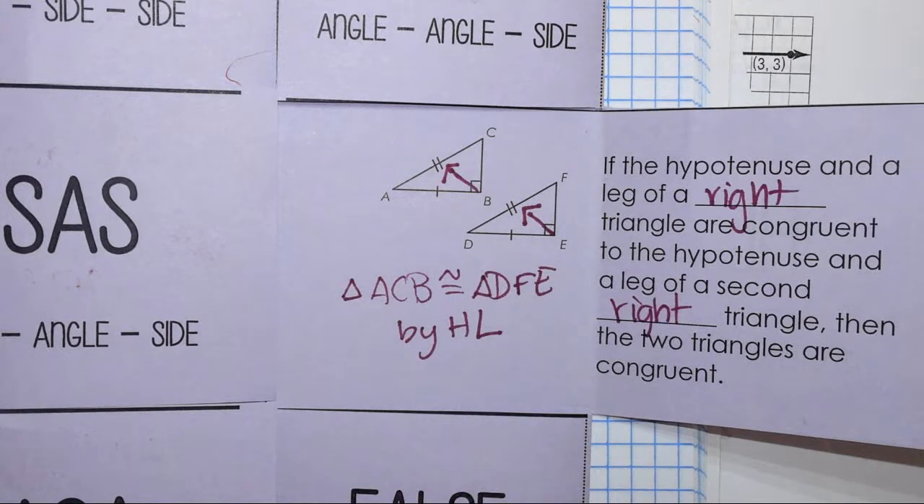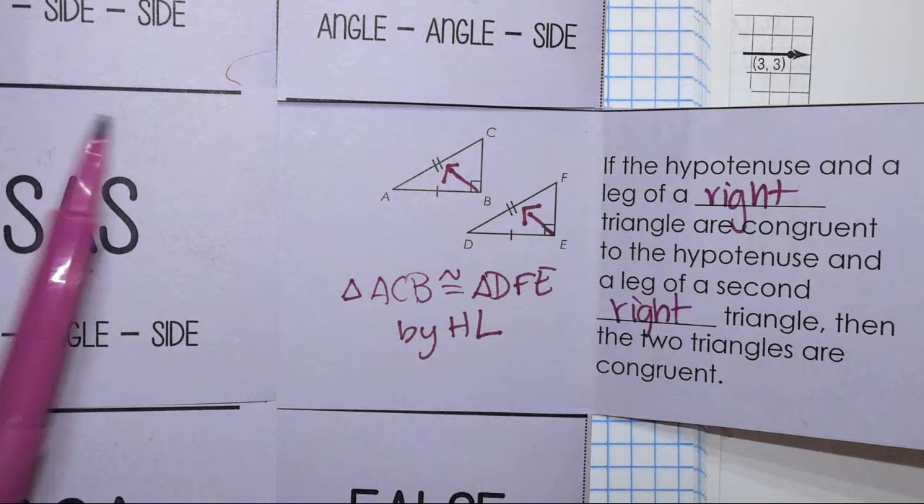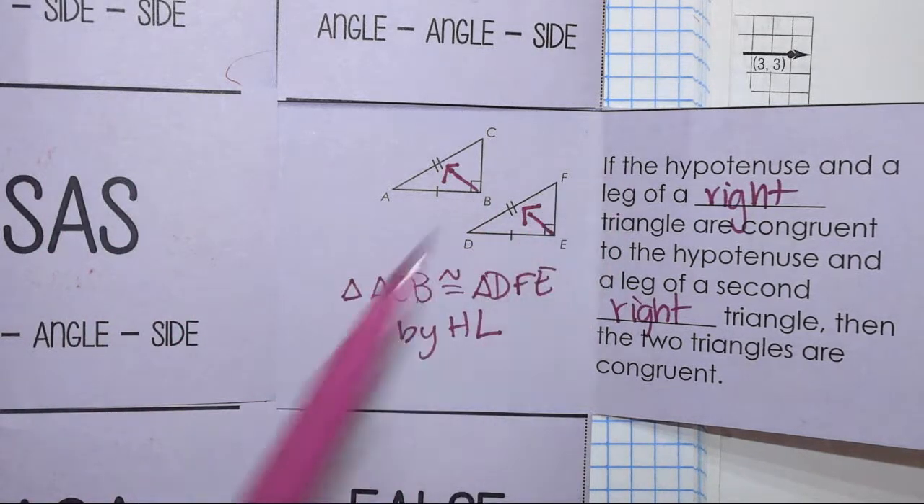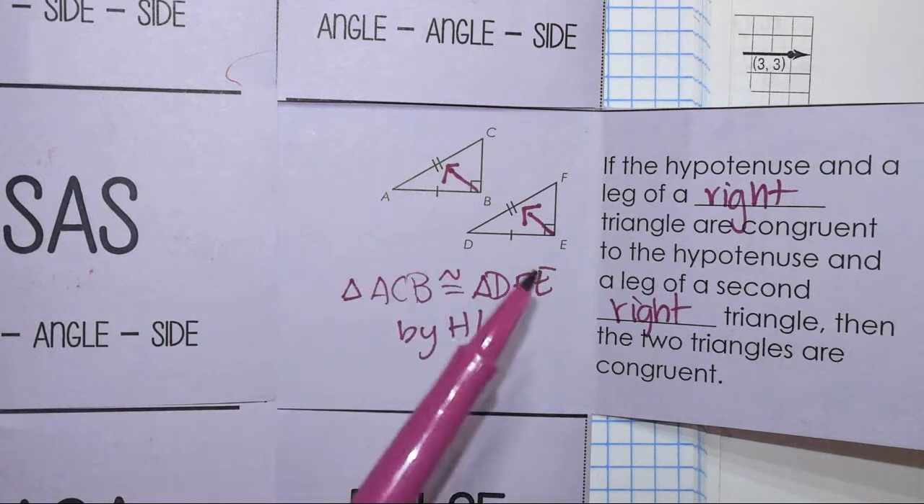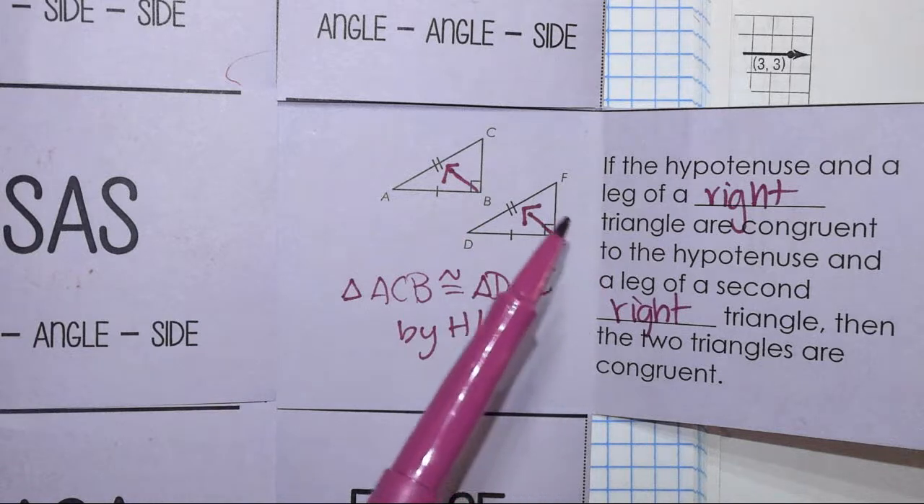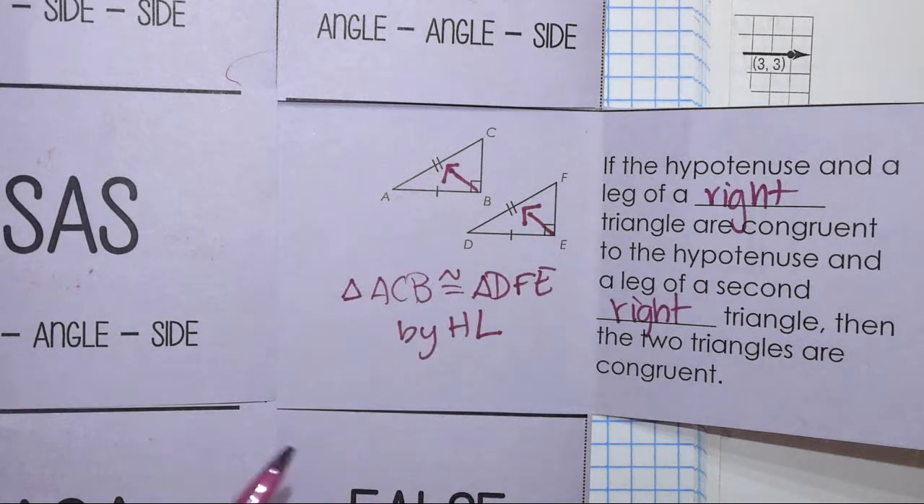Now, if I asked you why, could you tell me why? Yes. I would say, because AC is congruent to DF. Okay. And? AB is congruent to DE. Good. Hypotenuse, and it has a right triangle. Good. Both of y'all's teams take a point.